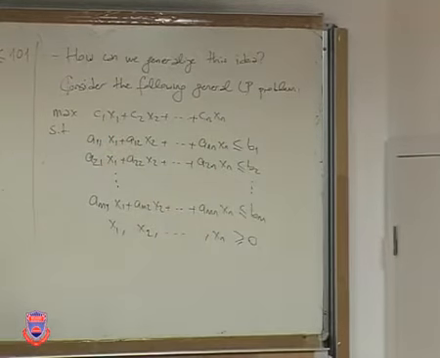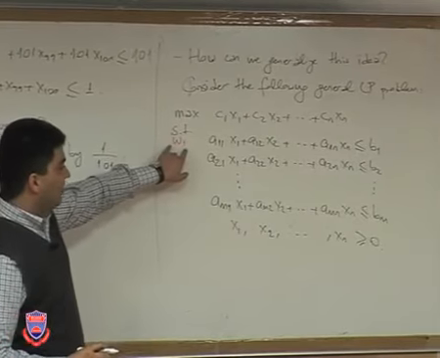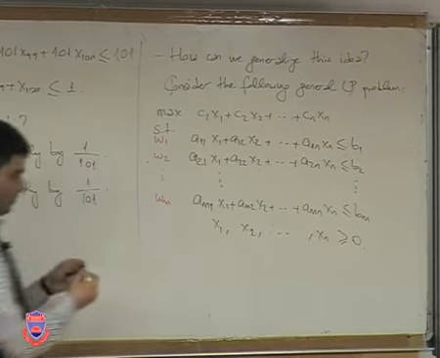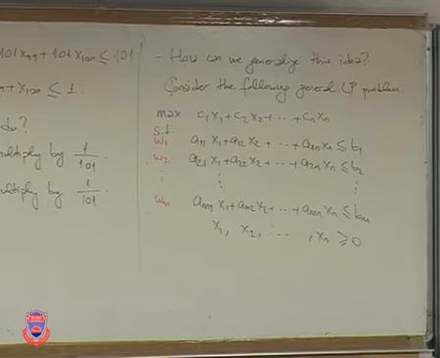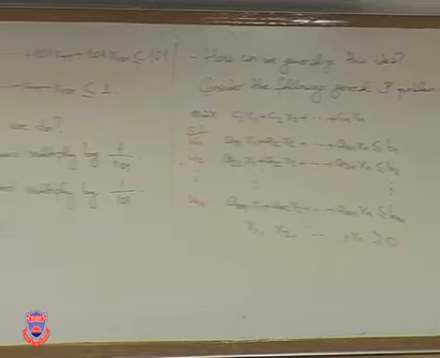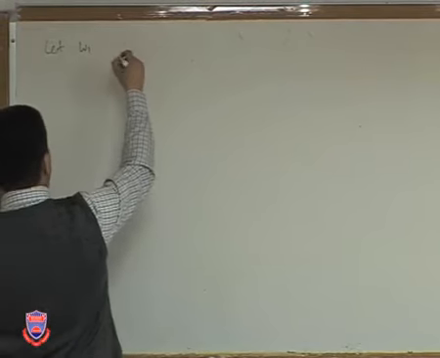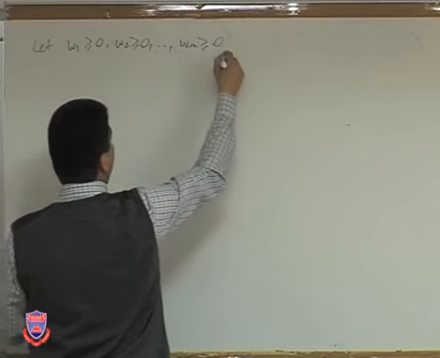So essentially, I'm going to call W1 the multiplier for the first constraint, W2 the multiplier for the second constraint, and Wm the multiplier for the last constraint. I'm going to multiply each constraint by the corresponding multiplier and add them up. Let's see what we have. So let me pick W1 greater than or equal to 0, W2 greater than or equal to 0, all the way up to Wm greater than or equal to 0.